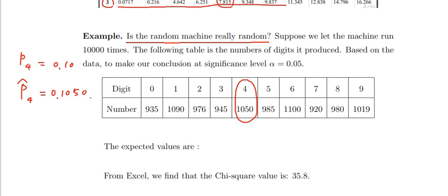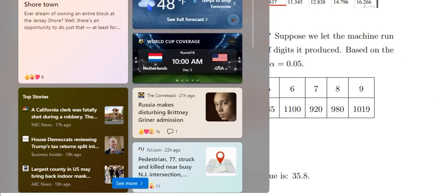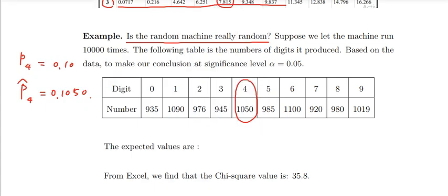So we can check whether p4 equals this or not equal to this. We can check this, right? P4 not equal to this. So we can regard it as a one sample problem. This is a one sample problem. We just focus on this, forget the others. We just pick one.